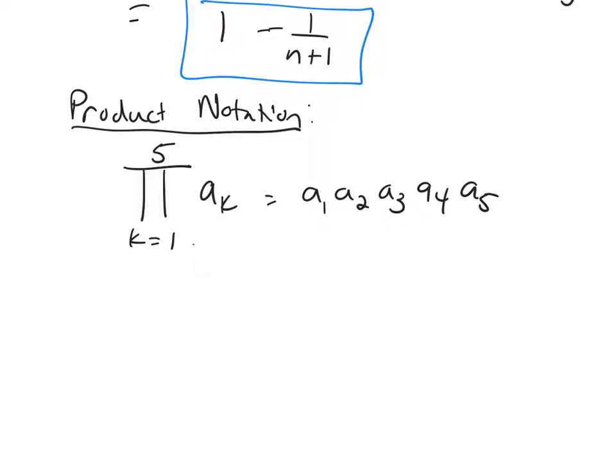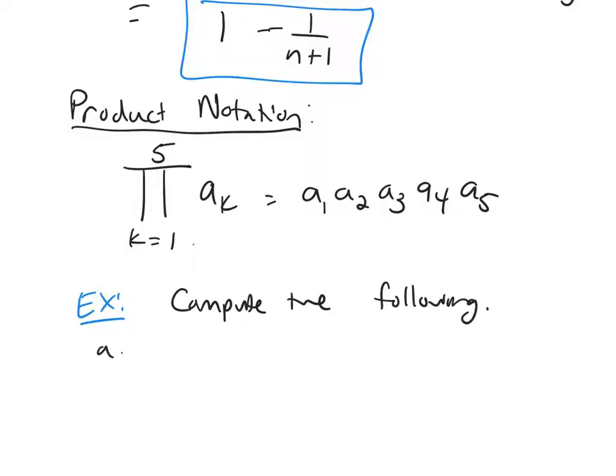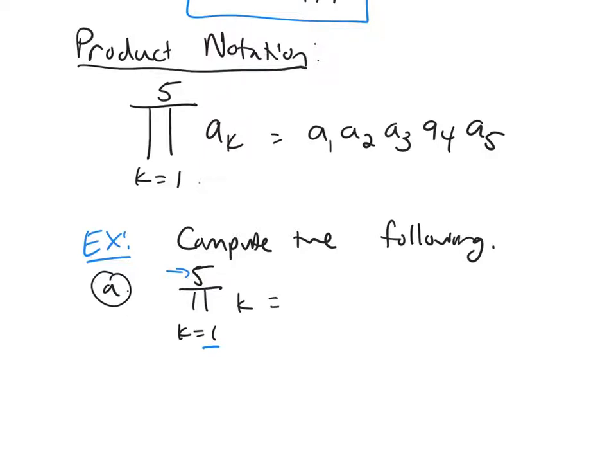Now let's compute some products. Compute the following. A product from k equals 1 to 5 of k. So you plug in, again, starting at the lower limit. You start from 1 and you end at 5. And you plug it into the formula. So 1 times 2 times 3 times 4 times 5, which is 120.